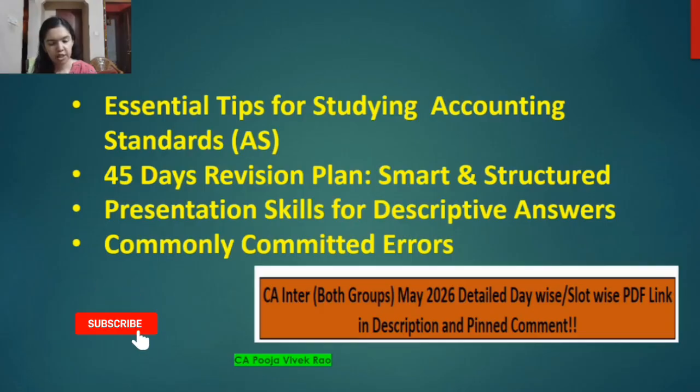Suppose you are answering question number 2 and there are 3 subparts A, B and C. You know the answer only for A and C, you don't know the answer for B. So what you do is answer question 2A, then answer question 2C, then leave a page or 2 pages for question number 2B. Later on, when time permits and when you remember the answer, come back and write. So it's very important to write all the subparts together, one after another.